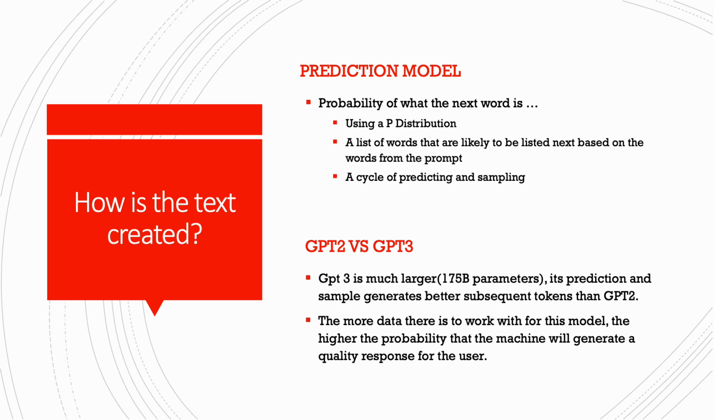Let's take, for example, ChatGPT 2 versus ChatGPT 3. GPT 3 has a much larger number of parameters which it can take in. So its prediction and the sample that it generates is a lot better than GPT 2 because it has more options for the following token to pick from, as opposed to the second GPT. So the more data there is for the model to work with, the higher the probability the machine will generate a more reasonable or more meaningful response to the user.